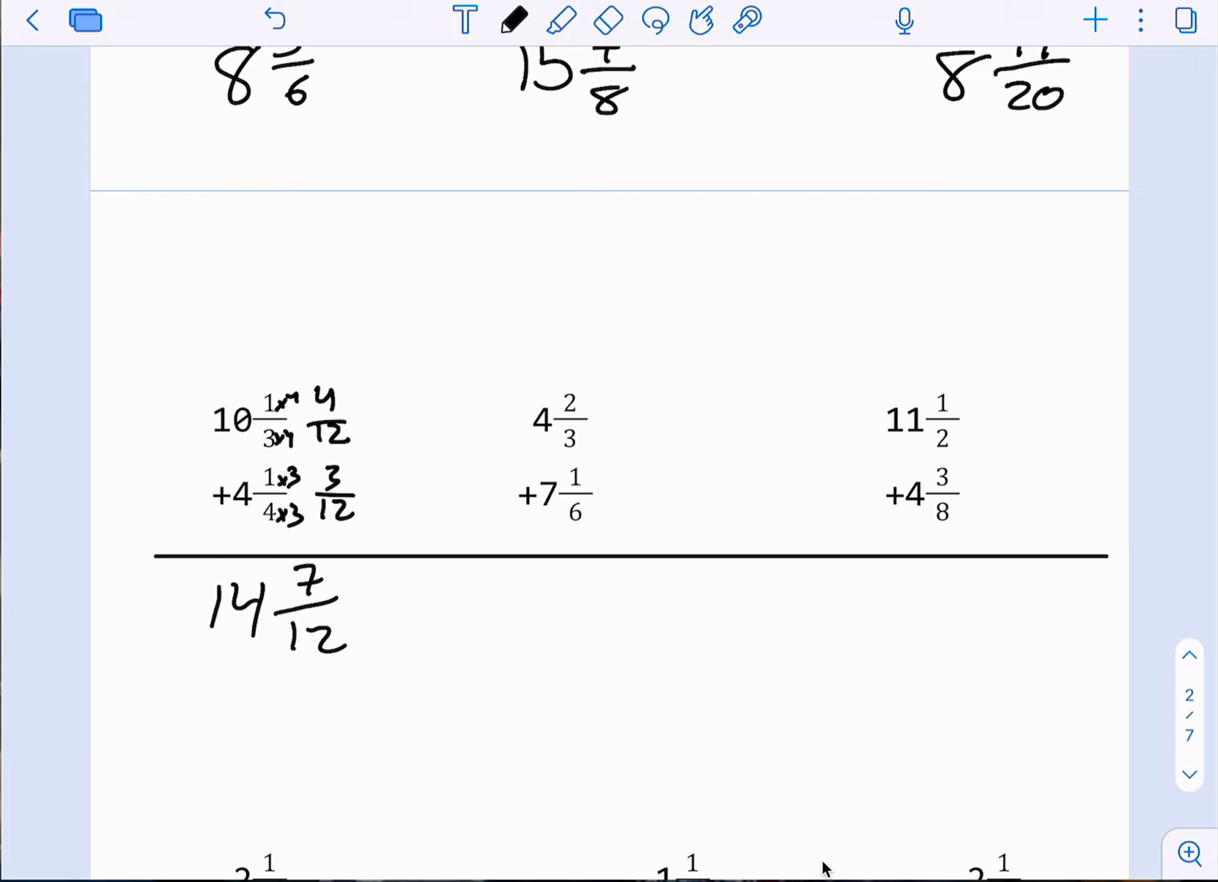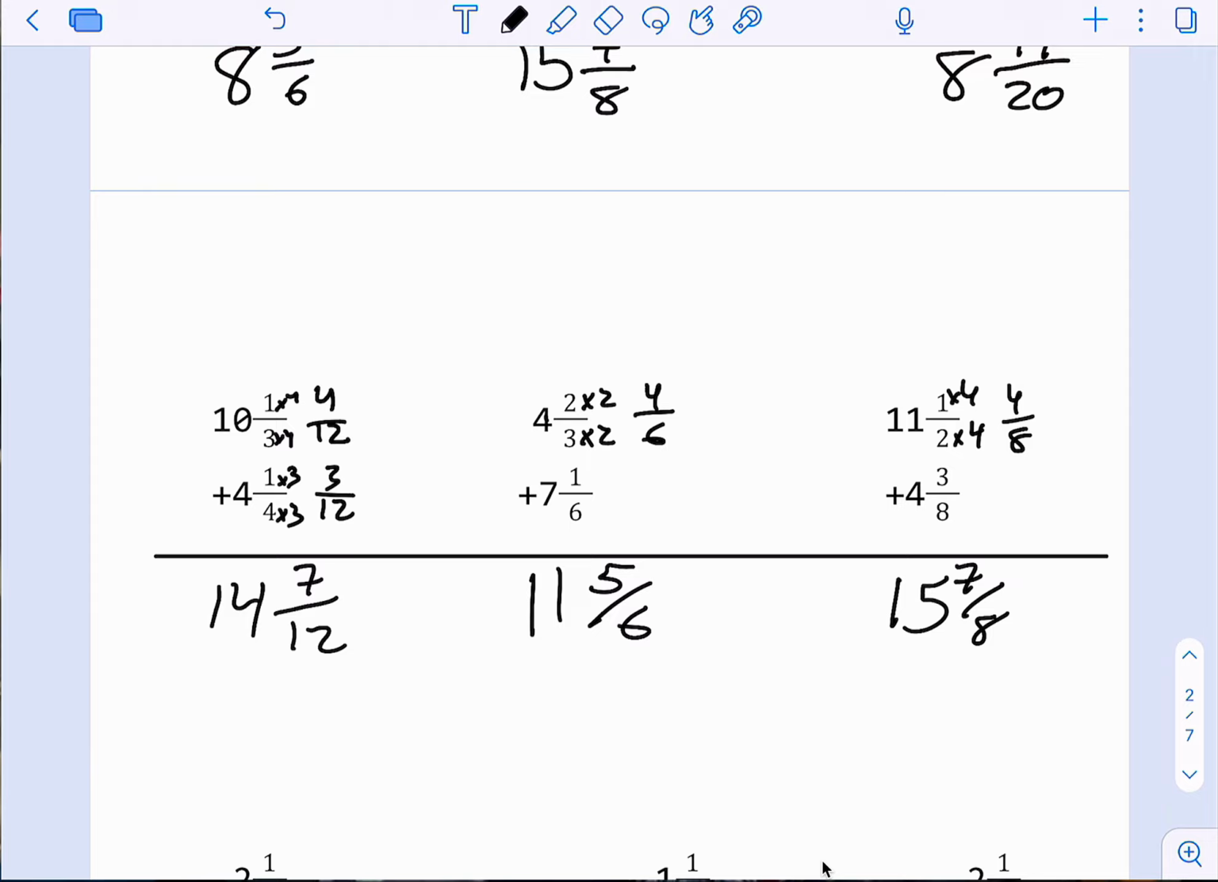Let's do another one here. 3 and 6. 6 is a multiple of 3, so I'm just going to take this one up to 6. That gives me 4 over 6. Plus 1 over 6 equals 5 over 6. 7 and 4 equals 11. All right, I've got half and I've got eighths. So I'm going to go to eighths. 8 is a multiple of 2. Times 4 gives me 4 over 8. Plus 3 over 8 is 7 over 8. 11 plus 4 is 15.